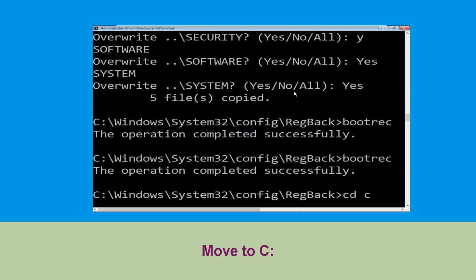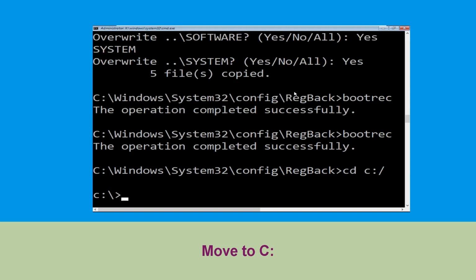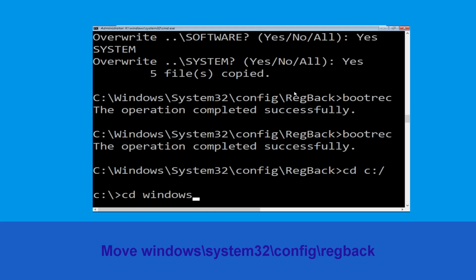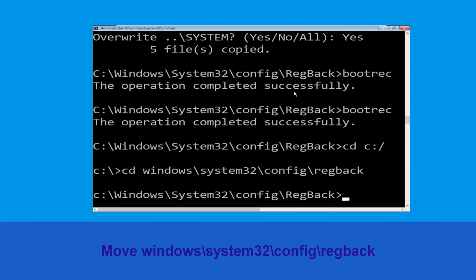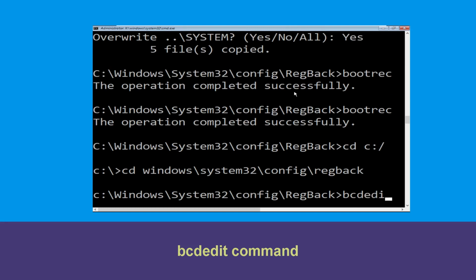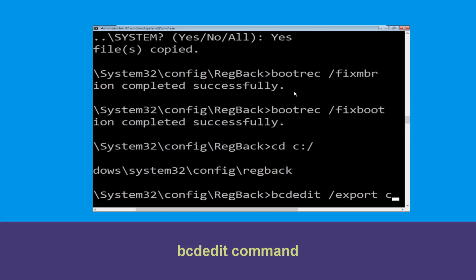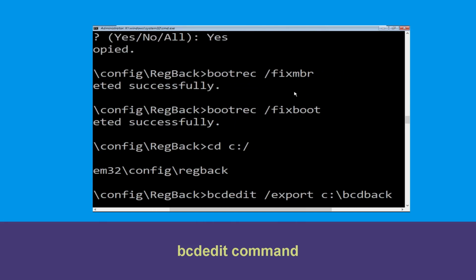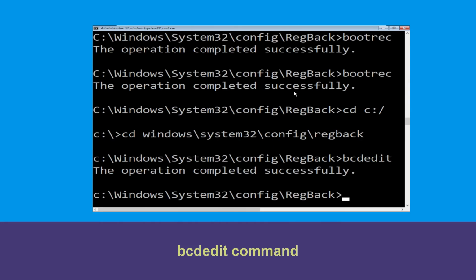Type cd space c: and hit enter. Let's execute this command. Type cd space windows /system32 /config/regback, then simply we need to hit enter to execute this command. Now execute this command. Type bcdedit space /export space c: /bcdbackup and simply hit enter to execute this command. Then move to the next one.